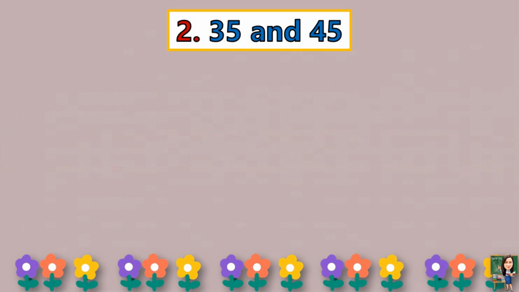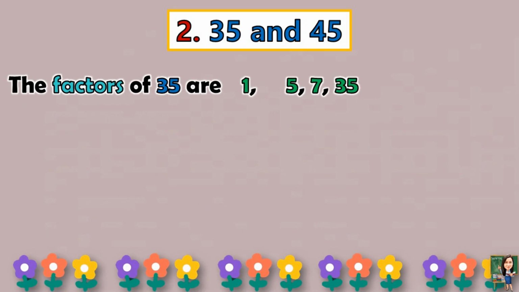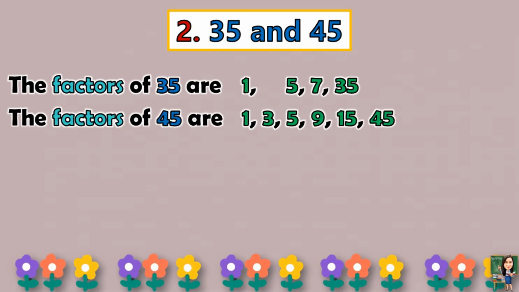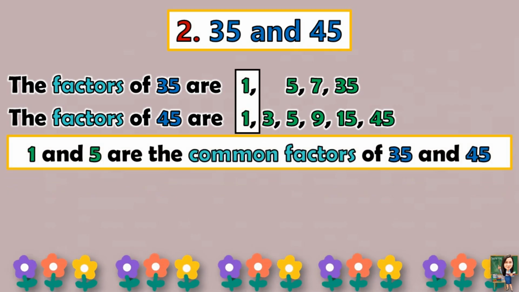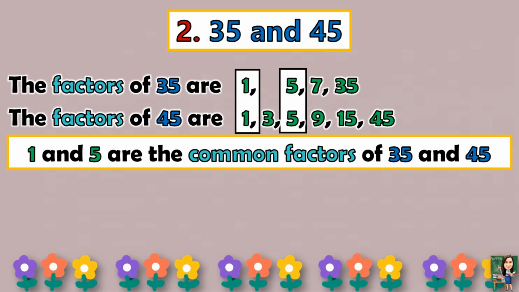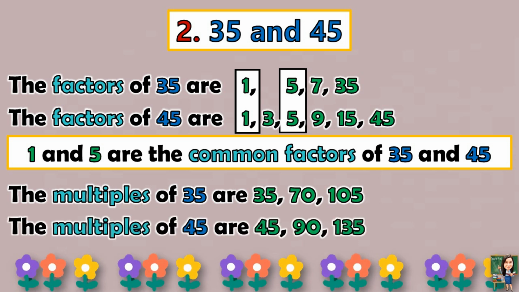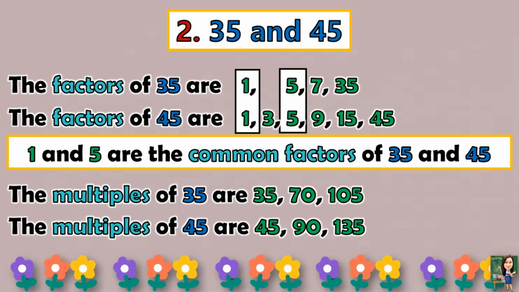Number 2, 35 and 45. The factors of 35 are 1, 5, 7, 35. The factors of 45 are 1, 3, 5, 9, 15, 45. 1 and 5 are the common factors of 35 and 45. The multiples of 35 are 35, 70, and 105. The multiples of 45 are 45, 90, and 135.